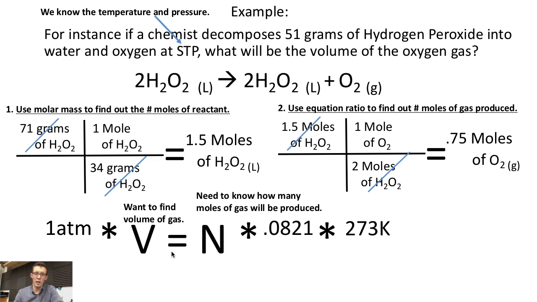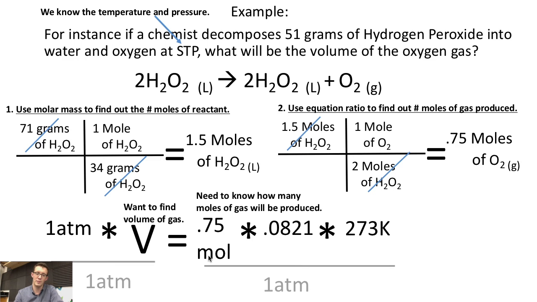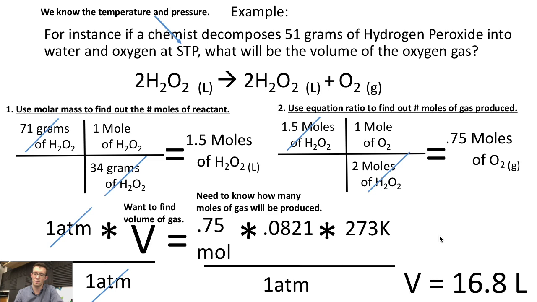So now at this point, we know how many moles of gas are going to be produced, 0.75 moles of oxygen. And so we can solve then for the volume. So we divide both sides of our equation by 1 atmosphere, and we'd find out that the volume of gas that's being produced would be 16.8 liters of oxygen.